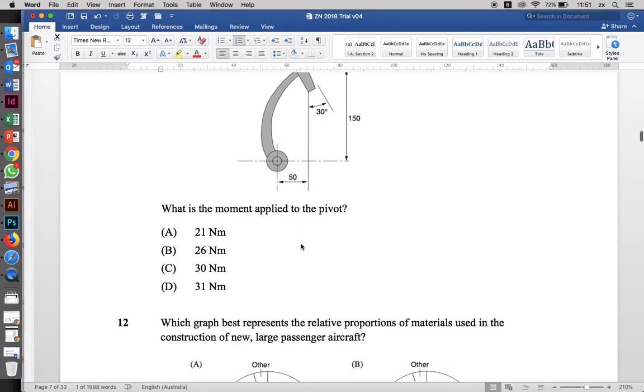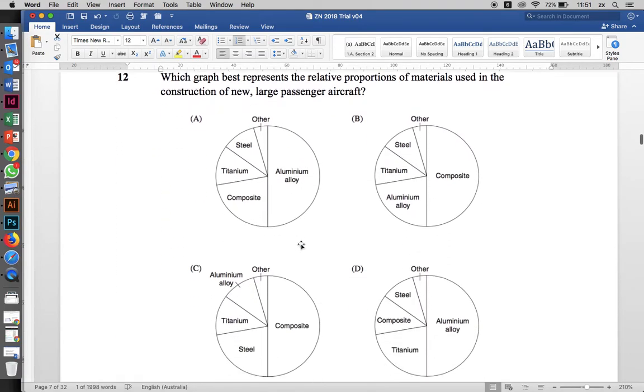Okay, the next question, which graph, now this is a past HSC question, most of these are past HSC questions, so don't shoot the messenger if you disagree with this. I'll read the question: which graph best represents the relative proportions of materials used in the construction of new large passenger aircraft? Now, the two best examples of new large passenger aircraft are the Airbus A380 and the 787 Dreamliner.